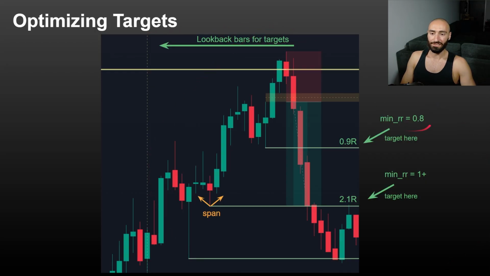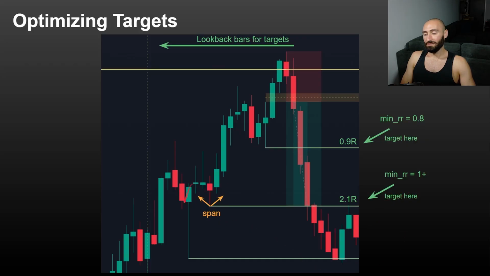What I did change is the minimum RR, right? So my default, I had it at 1. So this 0.9 RR would get ignored. But if we have it at 0.8, then we would get the quick profits here, right? And if we have the minimum RR higher, then we'd go for bigger spans, bigger swings, bigger targets.